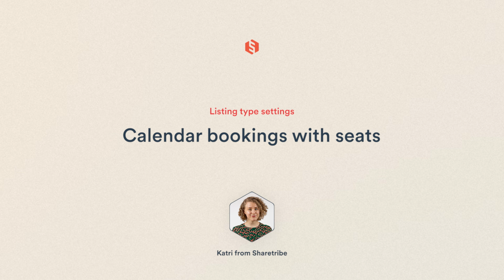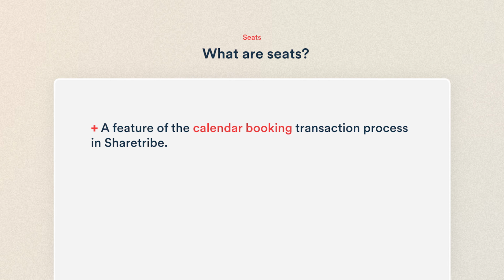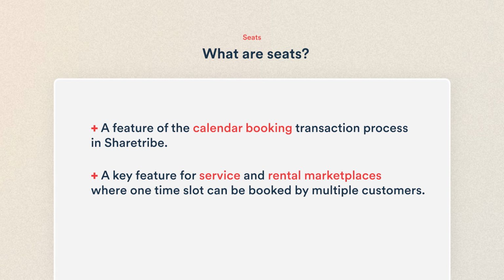In this video, we're learning about seats in Sharetribe, how to enable them, and how they work for your users. Seats are a feature of the calendar booking transaction process in Sharetribe. It's a key feature for service and rental marketplaces where one time slot, such as an hour or a day, can be booked by multiple customers.